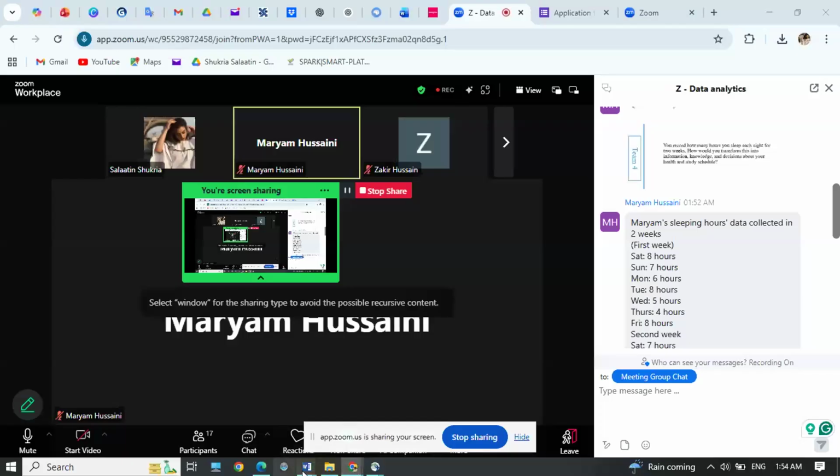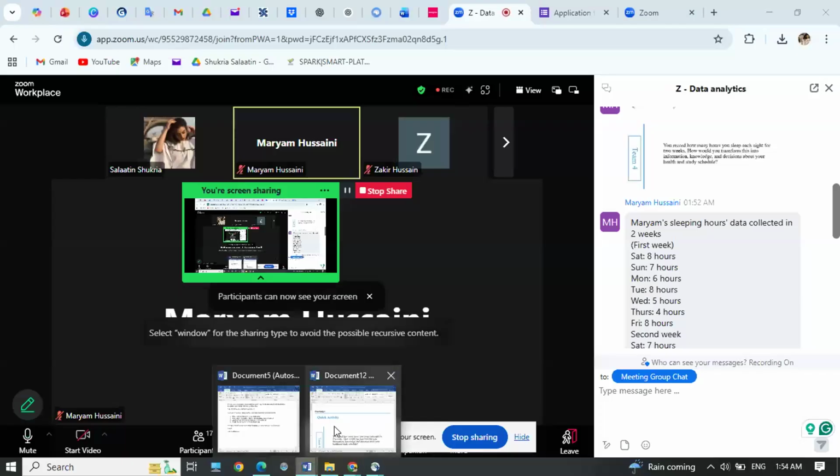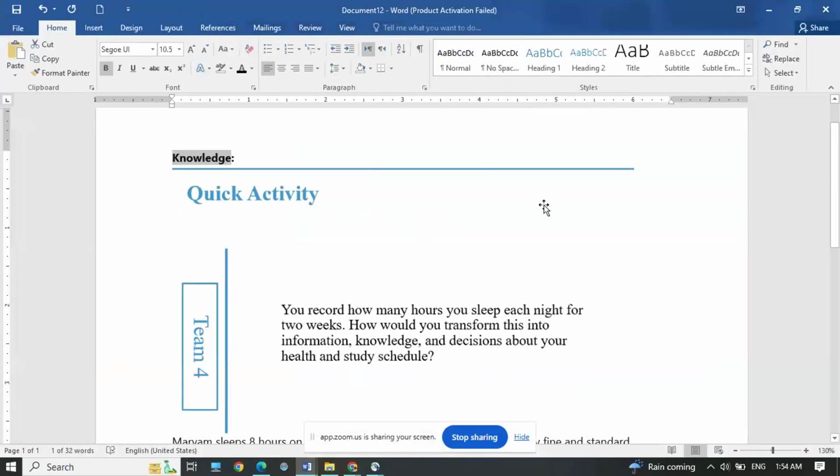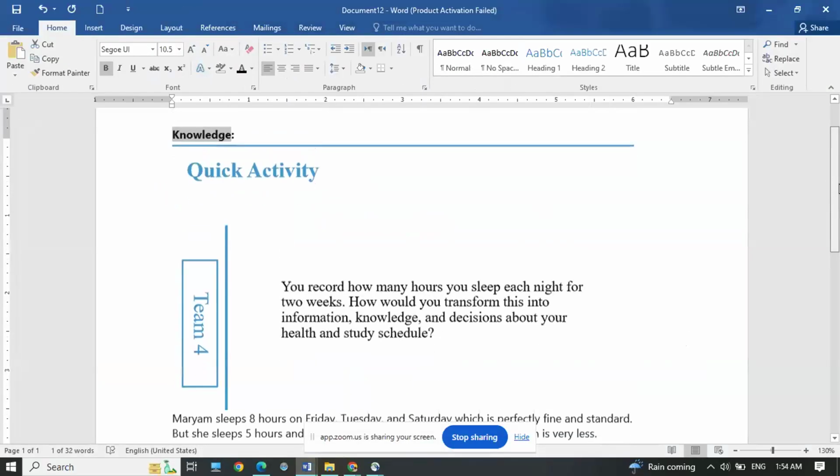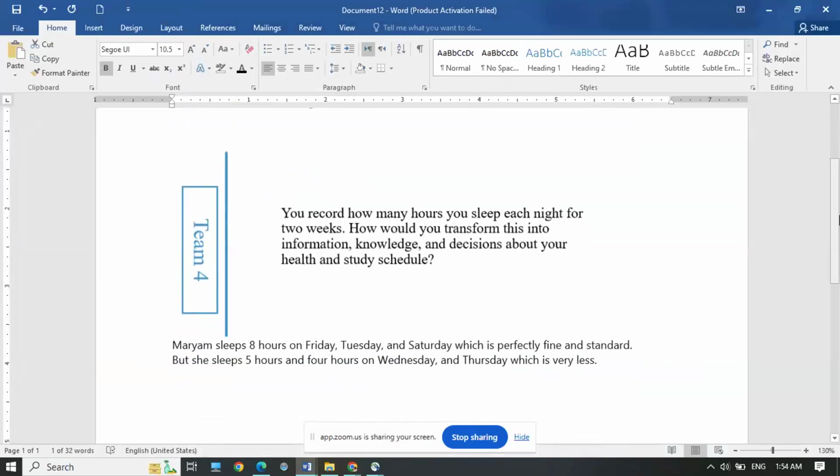Okay, let me share. So this was our question, and my part is about the knowledge. Mariam sleeps 8 hours on Friday, Tuesday, and Saturday, which is perfectly fine and standard. But she sleeps 5 hours and 4 hours on Wednesday and Thursday, which is very little. Next part, Fatima Jan.